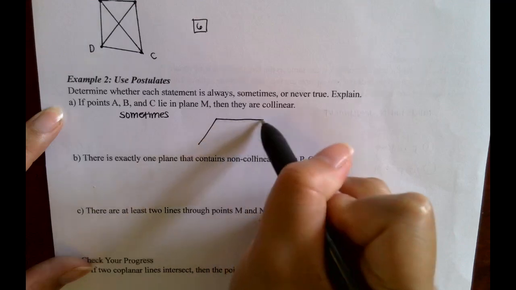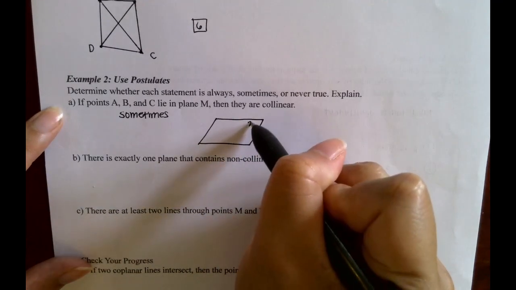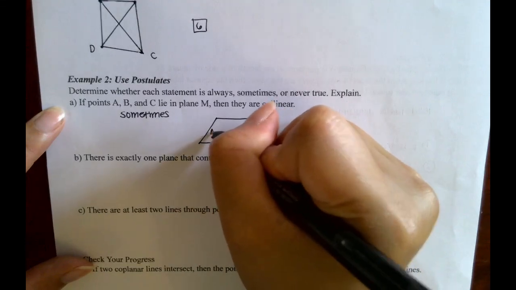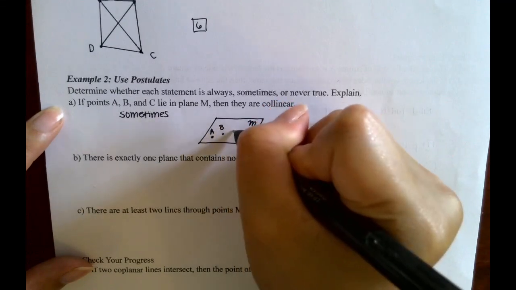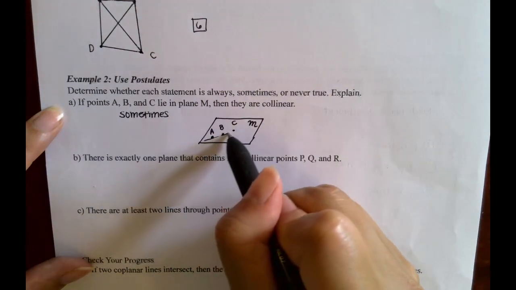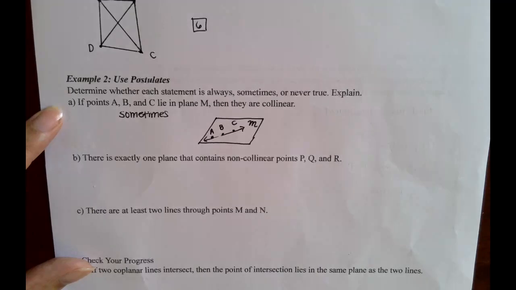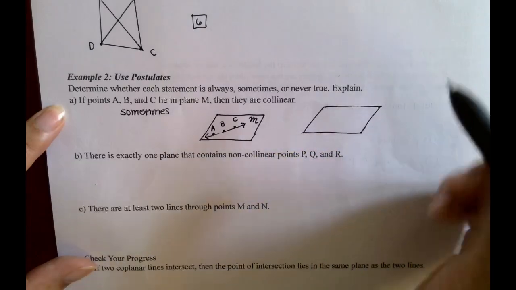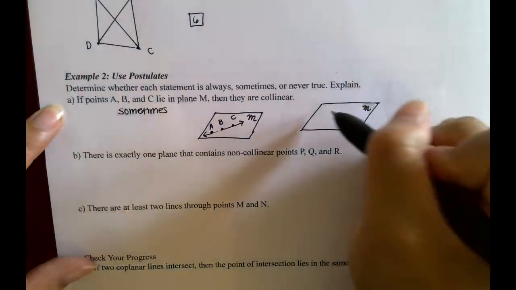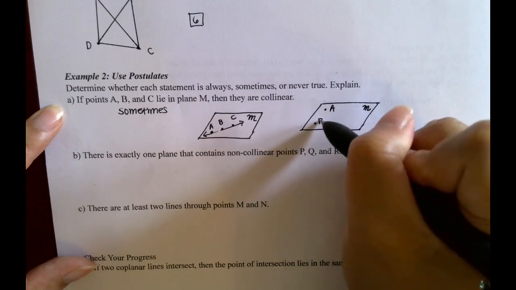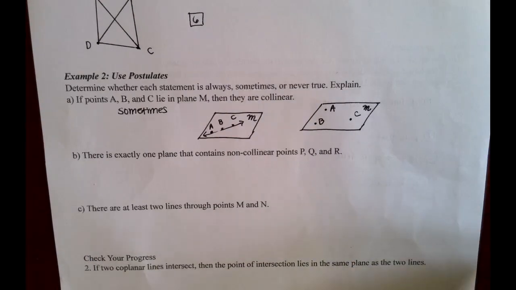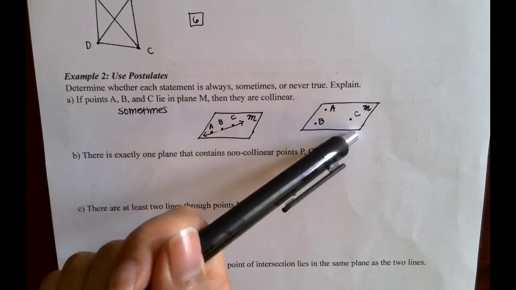For example, if I have here plane M, okay, I can have A, B, and C here, and here they are collinear. Okay. I can also see another possibility, right, where if this is plane M, I can have A, can have B here, and I can have C here, but here, as you can see, A, B, and C do not lie on the same line, which is why A is sometimes. It can, but it can also not. Okay.